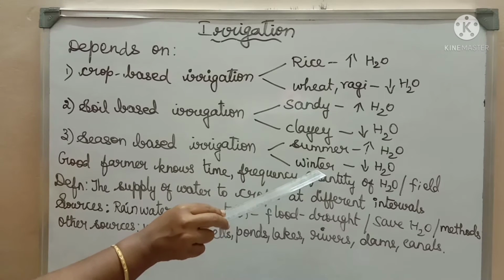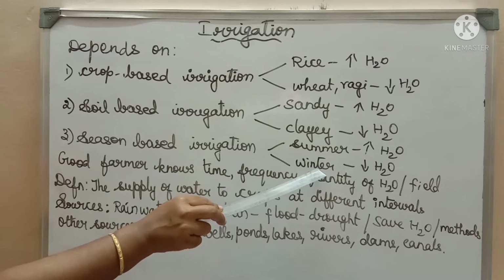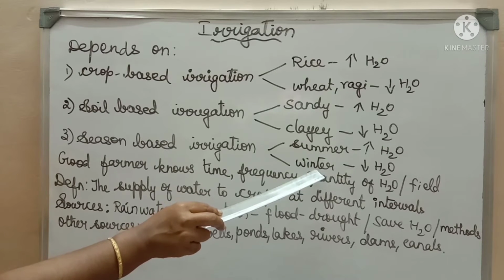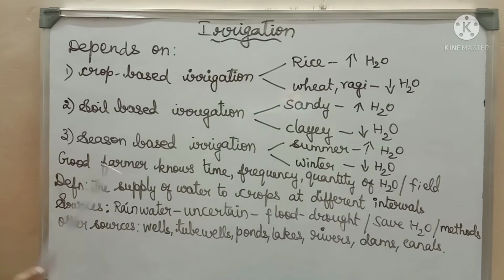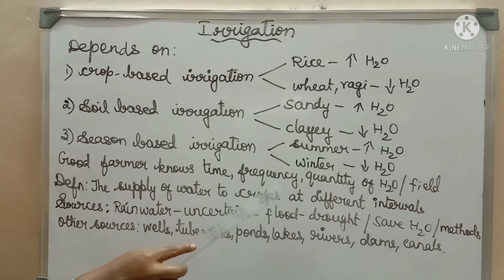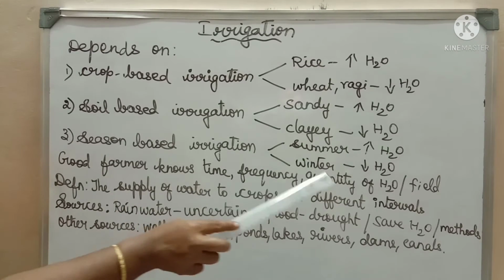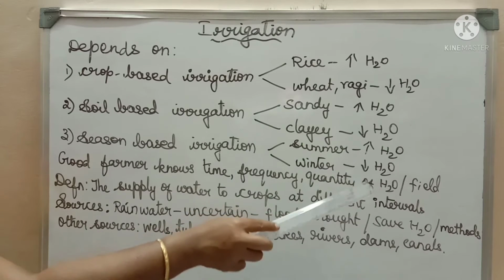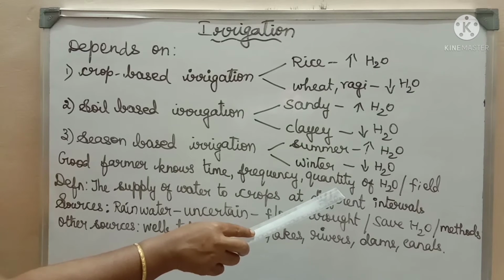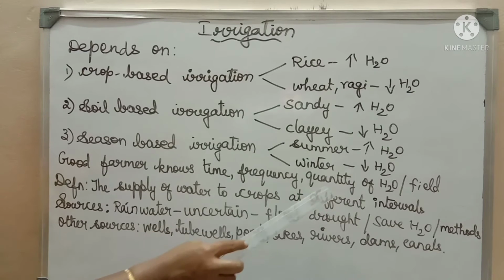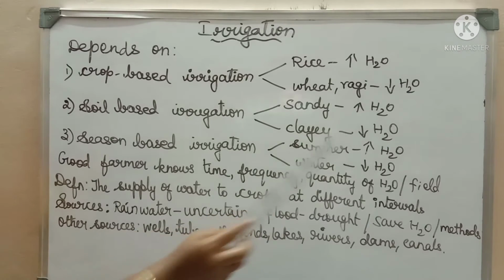Whereas that is opposite in the case of winter. Temperature will be less, so the evaporation rate will be low. Moreover, the transpiration rate is also less. So in that condition, the requirement of water for the plant is also less. A good farmer knows the time, that is when to supply water, the frequency, how many times the water is to be supplied to the crop, and the quantity of water. He will calculate the water required for a plant, and based on the number of plants planted in the farm, he will supply the water to the field.